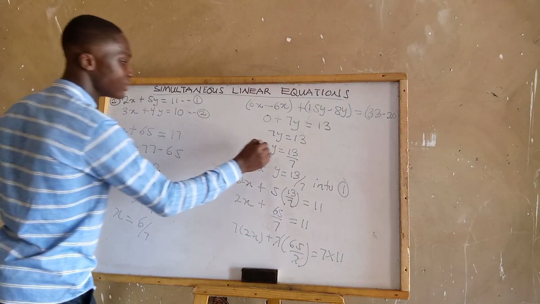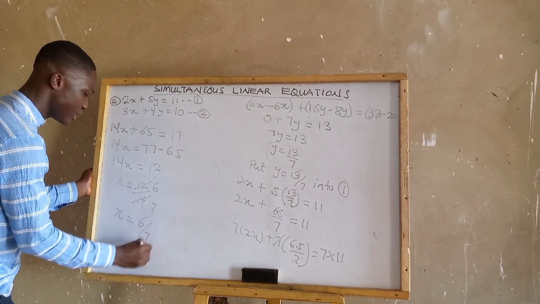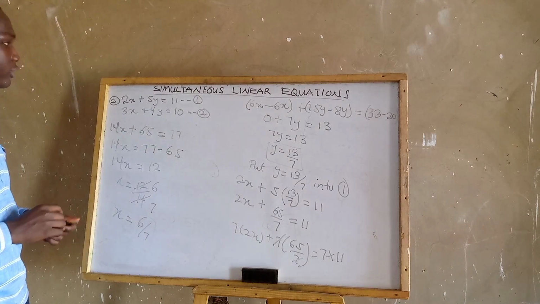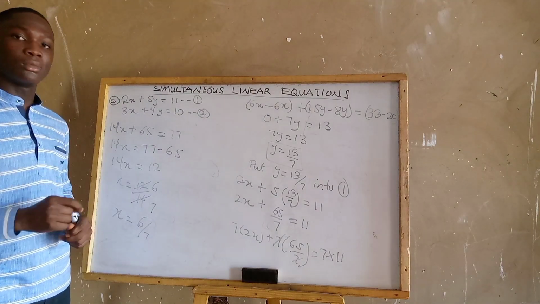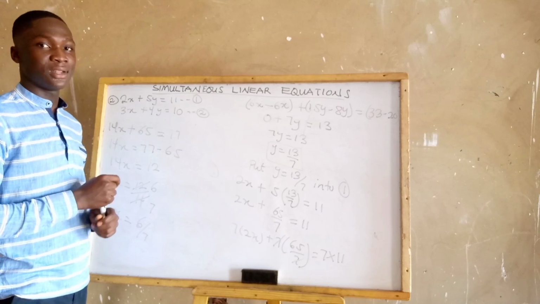So the value of y is 13 over 7 and the value of x is 6 over 7. This is how to solve simultaneous linear equations using the elimination method.